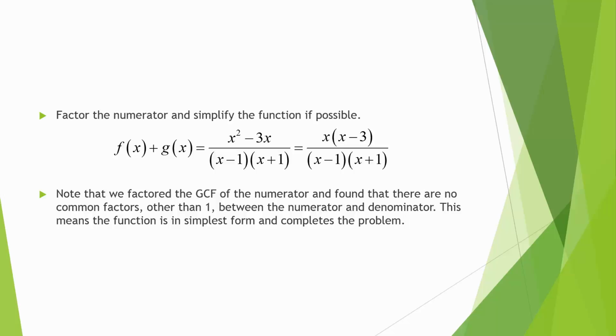So the GCF of x squared and negative 3x is x. So factoring that out, the numerator of f of x plus g of x becomes x times x minus 3, and the denominator is, of course, the same. So we see that there are no common factors other than one between the numerator and denominator of this function. Thus, the function is now in simplest form, and we have completed the problem.